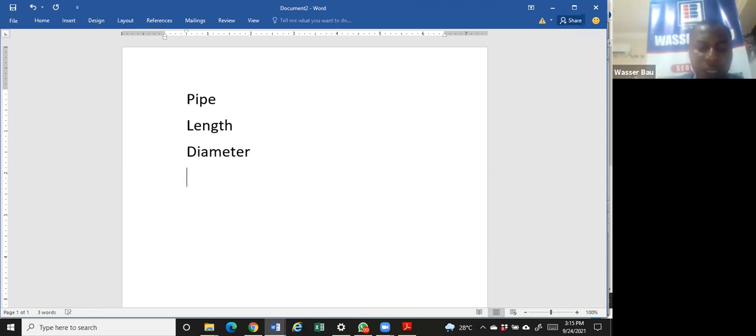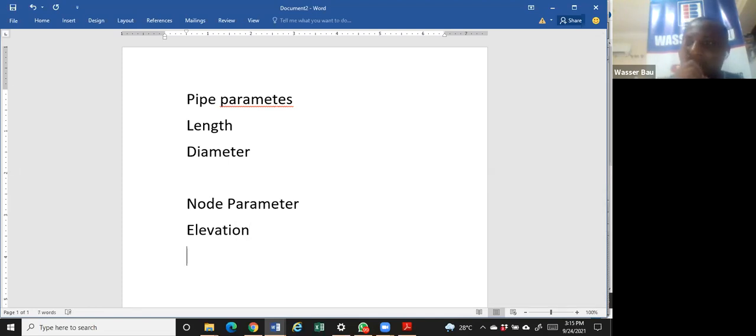Then the next you need is what I call node parameters. You need pipe parameters and node parameters. So the 2 pipe parameters are your length. Every pipe must have a length. Every pipe must have a diameter. Then for the nodes, every node must have an elevation. You must know the elevation at every node. And then you must know the demand, the water demand.